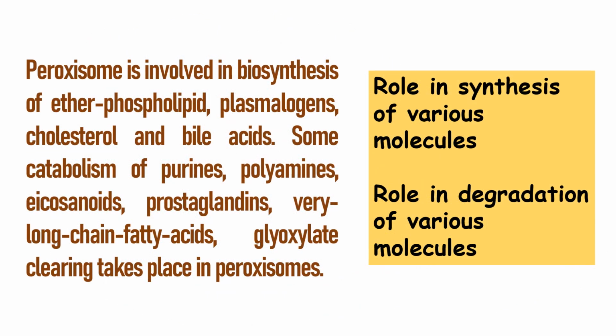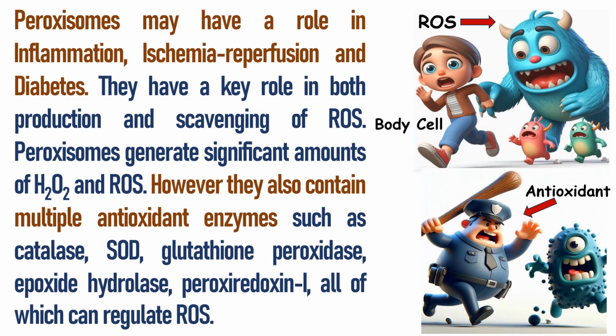Peroxisome is involved in biosynthesis of ether phospholipid, plasmalogens, cholesterol and bile acids. Some catabolism of purines, polyamides, eicosanoids, prostaglandins, very long-chain fatty acids, and glyoxylate clearing takes place in peroxisomes. Peroxisomes may have a role in inflammation, ischemia, reperfusion, and diabetes.